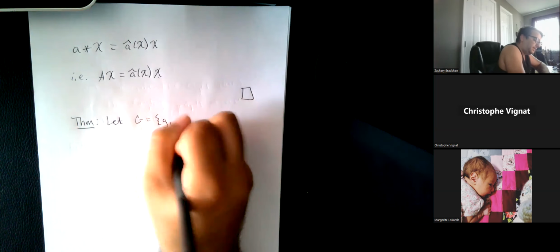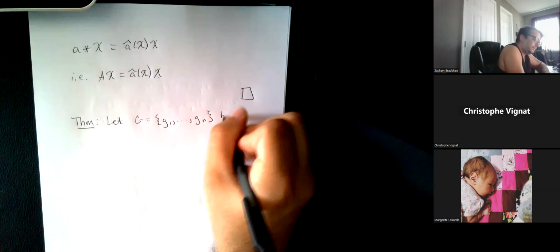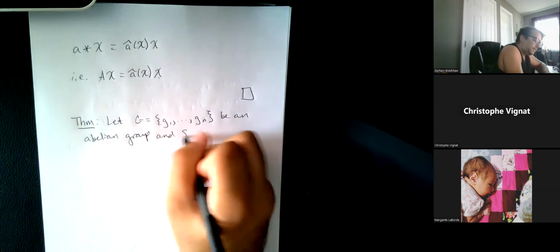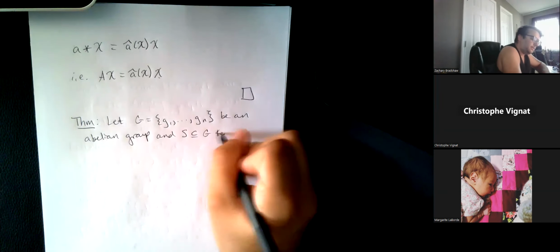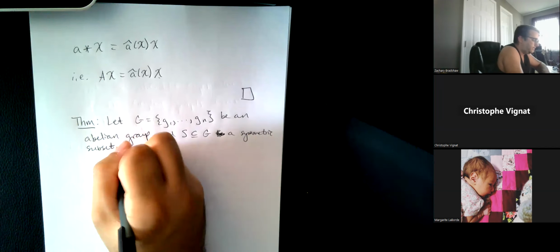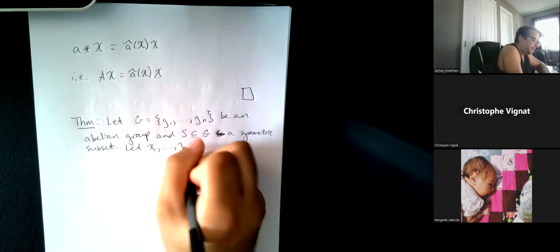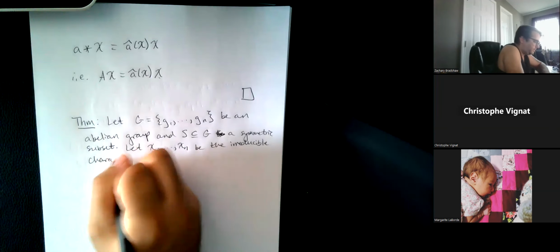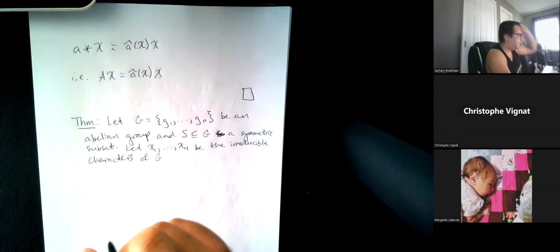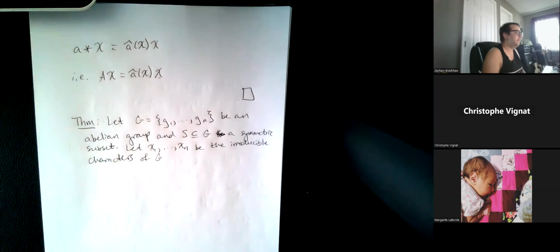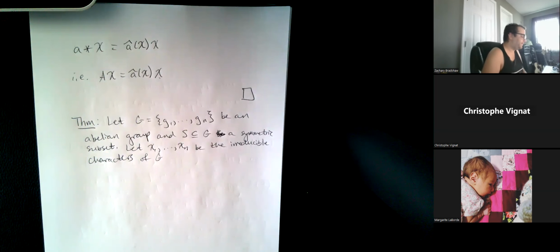Let G be an abelian group with elements g1 through gn, and let S in G be a symmetric subset. We'll let chi1 through chi-n be the irreducible characters of G. Remember that while there are equivalent irreducible representations, all of those equivalent irreducible representations have the same character, so there's a unique set of characters here that we deal with.